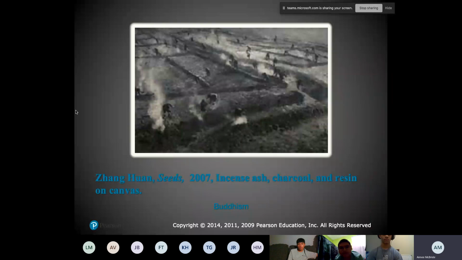This is a work by Zhang Huan. The work is entitled Seeds, and it's made using incense ash, charcoal, and resin on canvas. So basically there's a canvas. The resin is used as the binder or the glue to stick the incense ash and charcoal to the canvas.